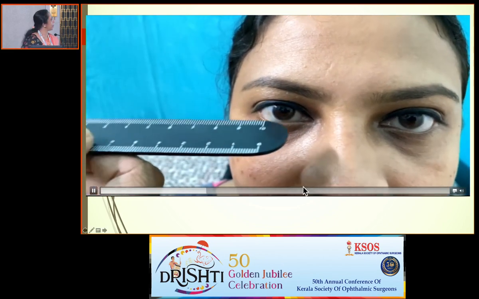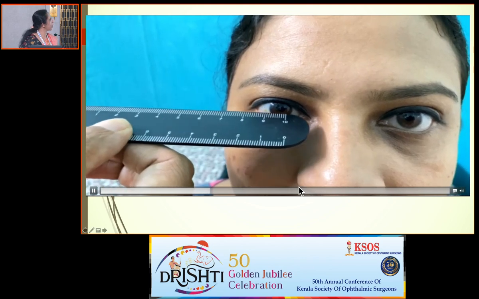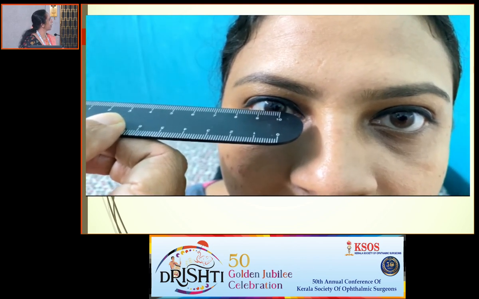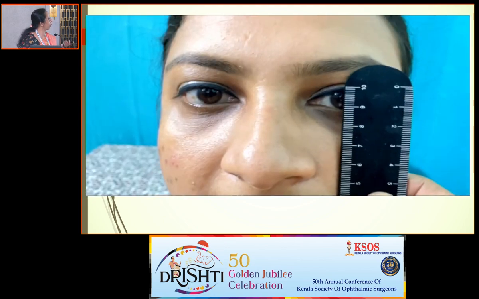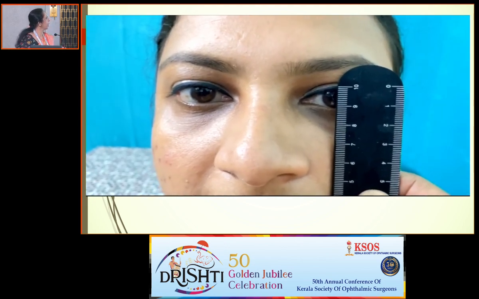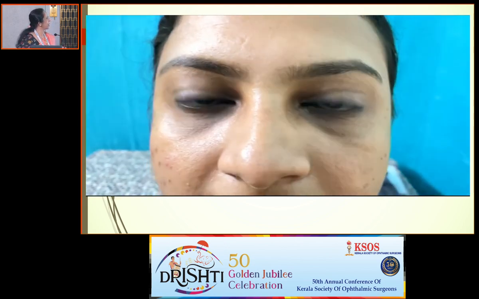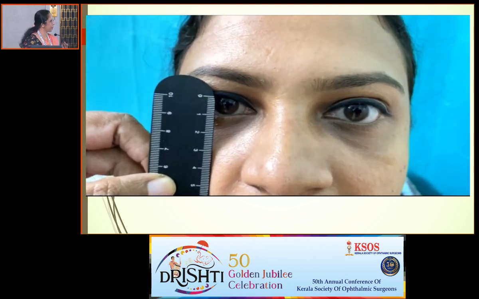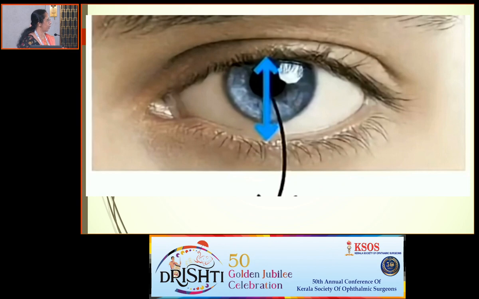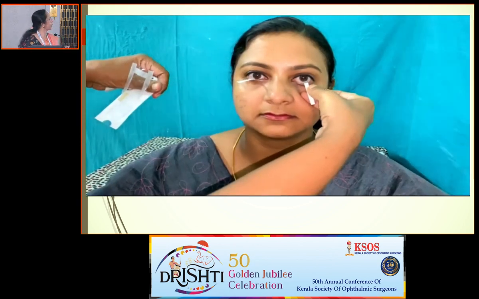Now for the measurements which have to be made: the horizontal visible iris diameter, with the patient in the primary gaze. This is measured either with a caliper or a millimeter scale. The palpebral fissure height also has to be measured. If there is an increase in the palpebral fissure height, a large contact lens has to be ordered. Horizontal visible iris diameter plus 2 millimeter will be your total diameter of the lens.